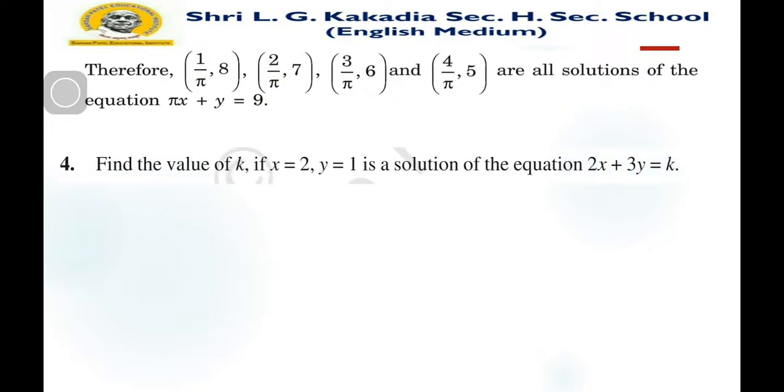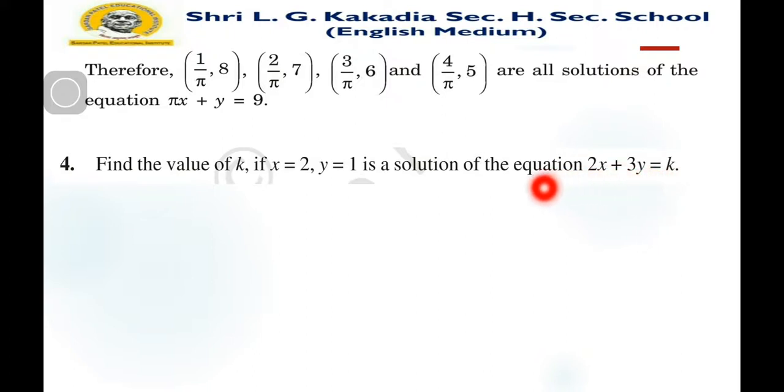Now let's consider one more example. Find the value of k if x is equal to 2 and y is equal to 1 is a solution of the linear equation. As you know, in chapter number 2 we studied that if you put in the value of x, then we can find the value of the unknown term in the given polynomial. Here, if we want to find the value of k, you can see that 2x plus 3y is equal to k. For that we are going to put x is equal to 2 and y is equal to 1 in the linear equation. Then we can find some value equal to k, and it will be the value of k.